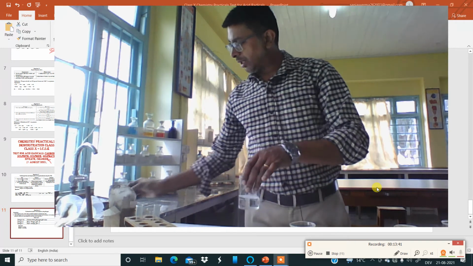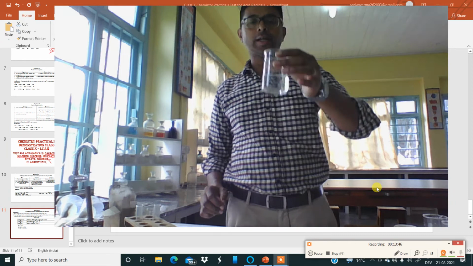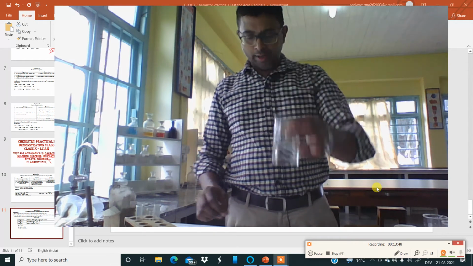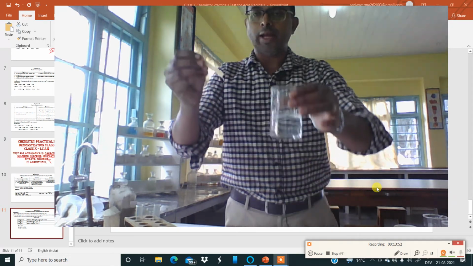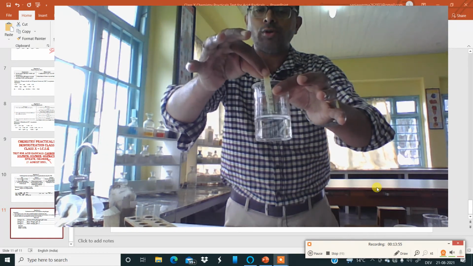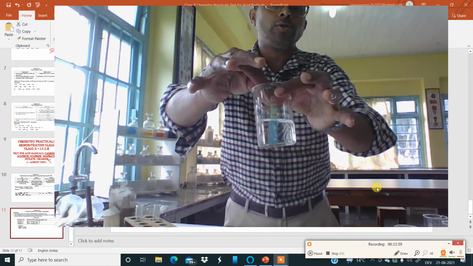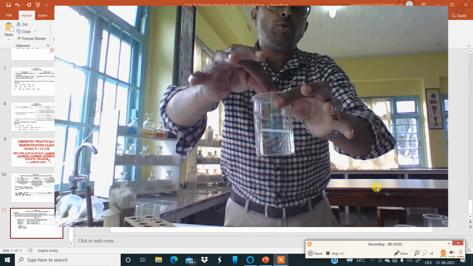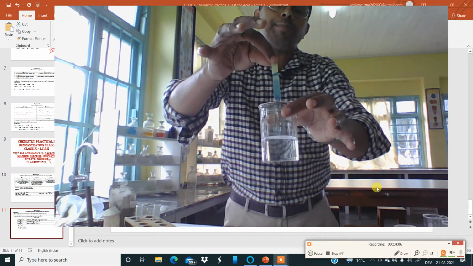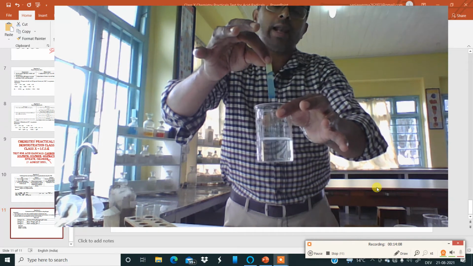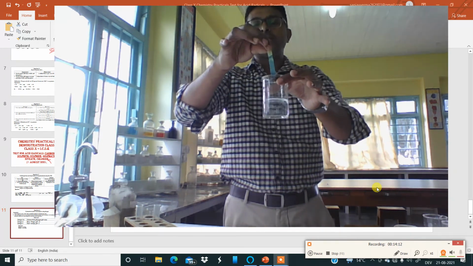Now I am going to keep this aside and take the second sample solution. I am going to dip the universal pH paper in this and show you the color change. So I am going to dip it. You can see, very nice observation. It has changed into blue color, which means the sample solution is basic, strongly basic or alkaline. It has become blue in color. So it confirms that this sample is alkaline in nature.